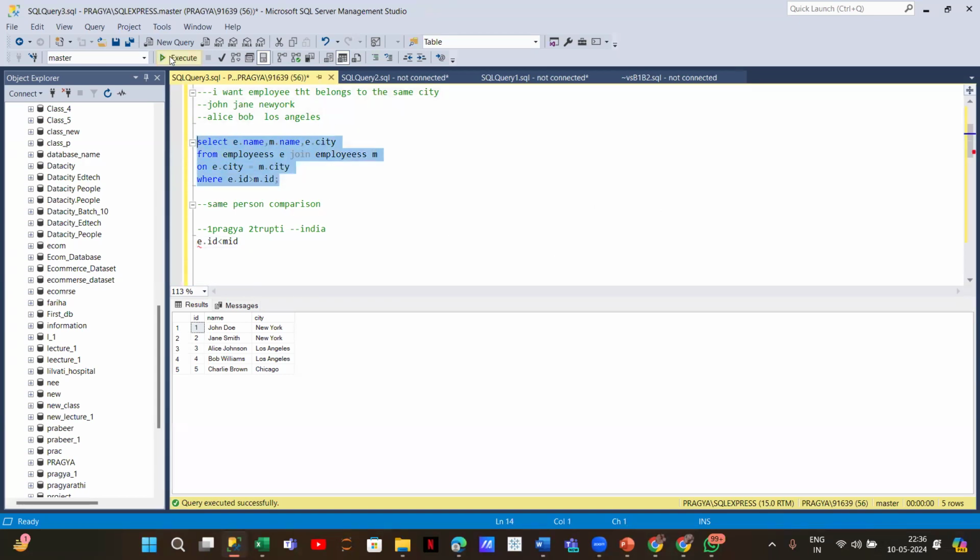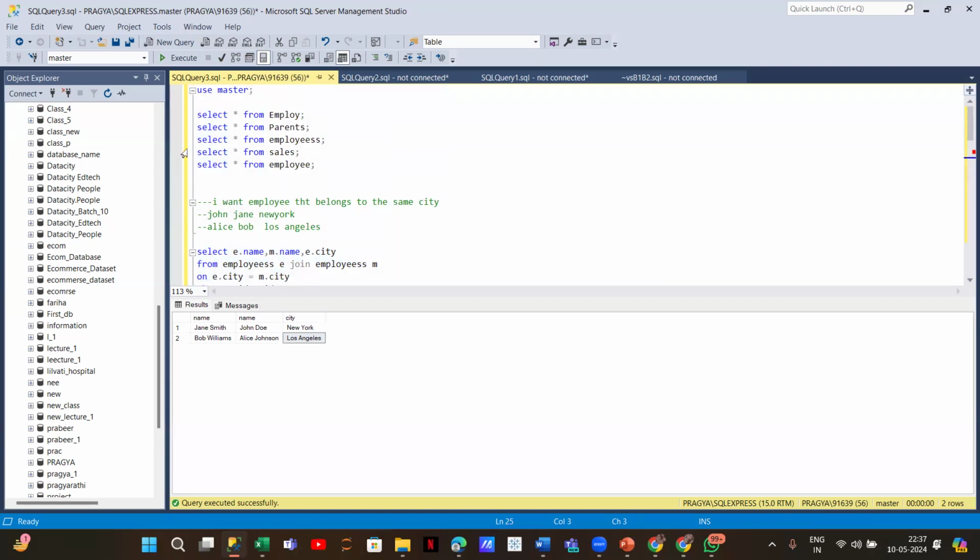Now all the duplicates will be removed. So Jane and John belong to New York. Bob and Alice belong to Los Angeles. Is this question clear to everyone? Senthil, Bhargav, Tripti, Henry, and other people. Okay. Any confusion in this question now?